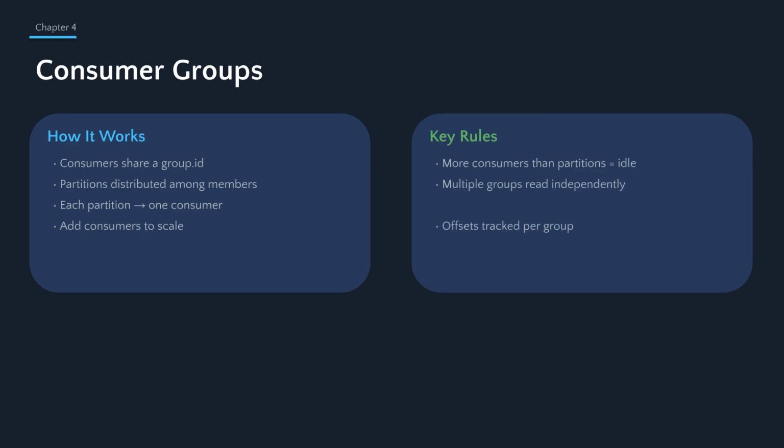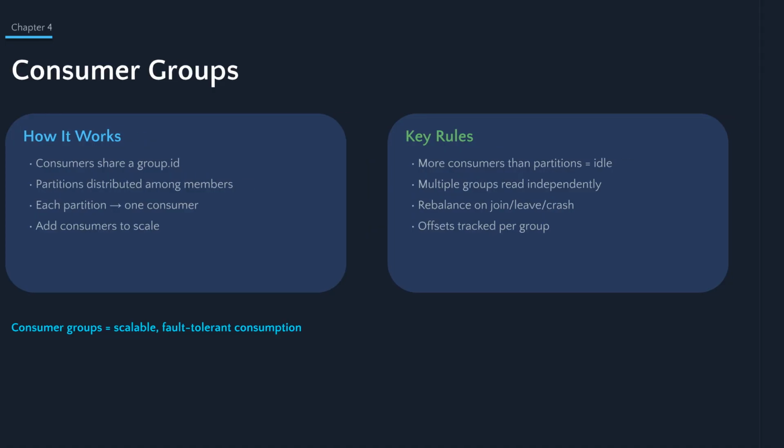Multiple consumer groups can read the same topic independently. They maintain separate offsets. When consumers join or leave, Kafka triggers a rebalance to redistribute partitions. This is what makes Kafka different from traditional queues. Data is written once but consumed many times by different groups.